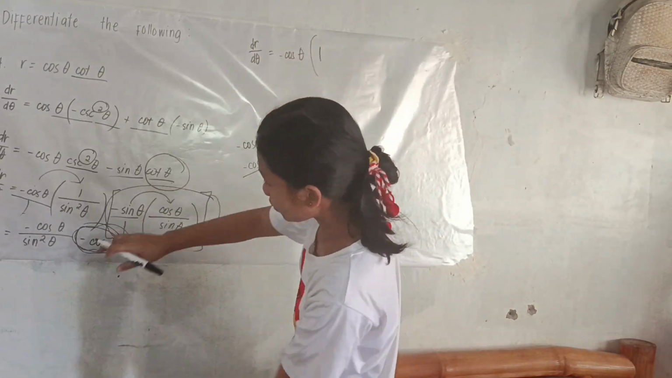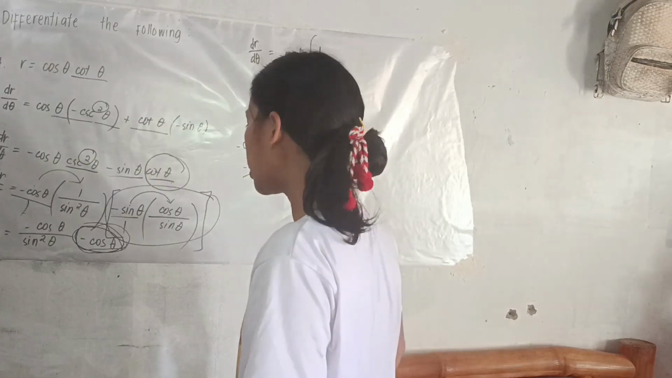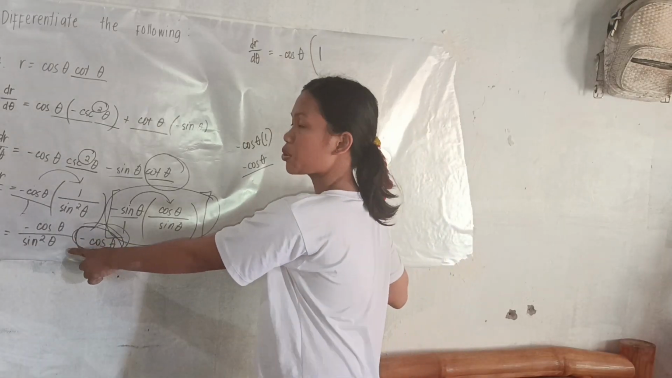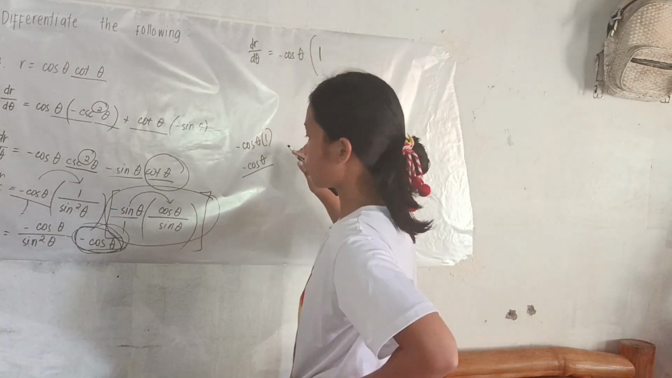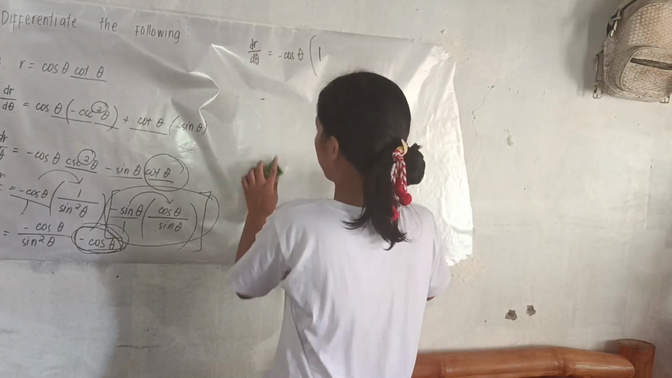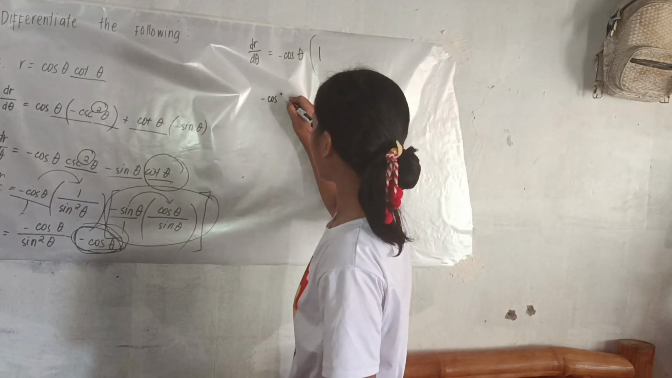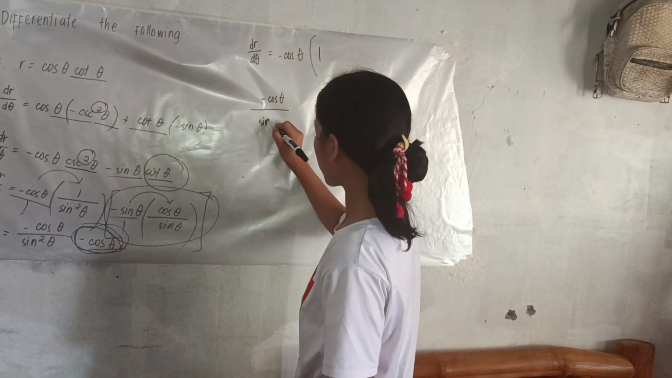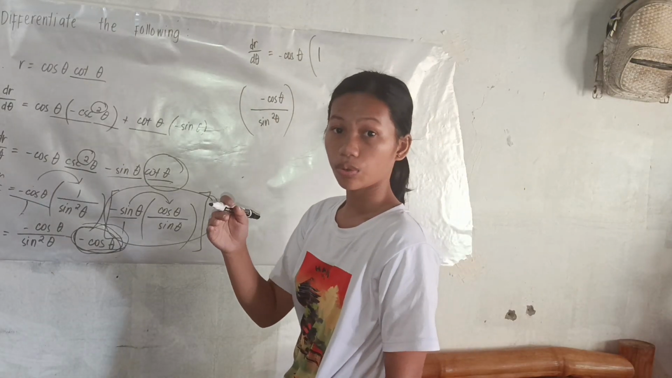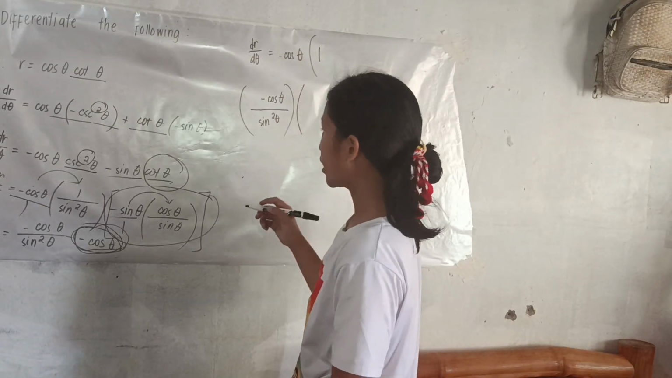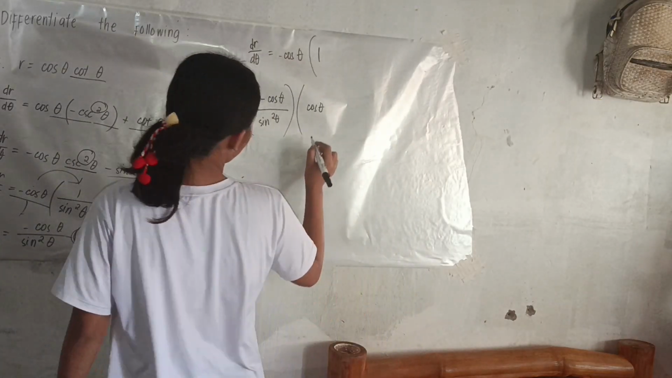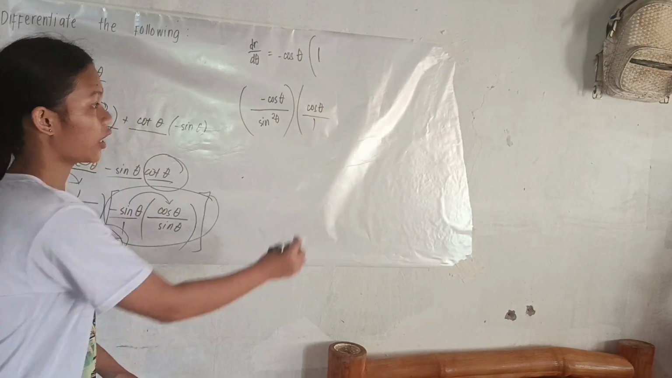Plus this term, negative cos theta over sine squared theta. When we factor out negative cos theta, we divide, so what remains is 1 over sine squared theta, since the cos theta was over 1 there.